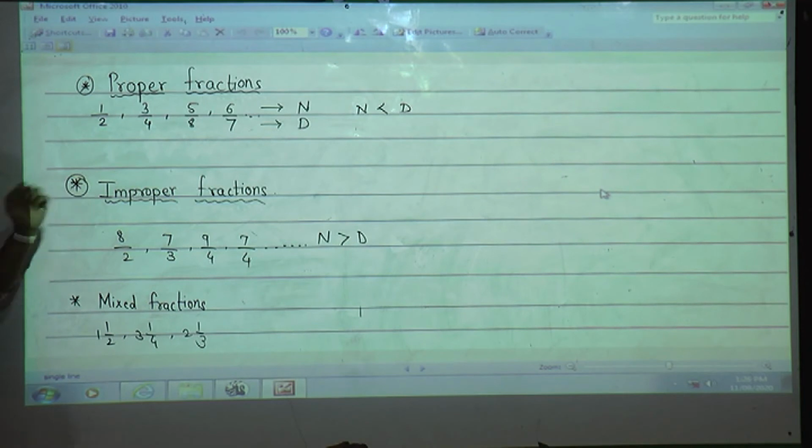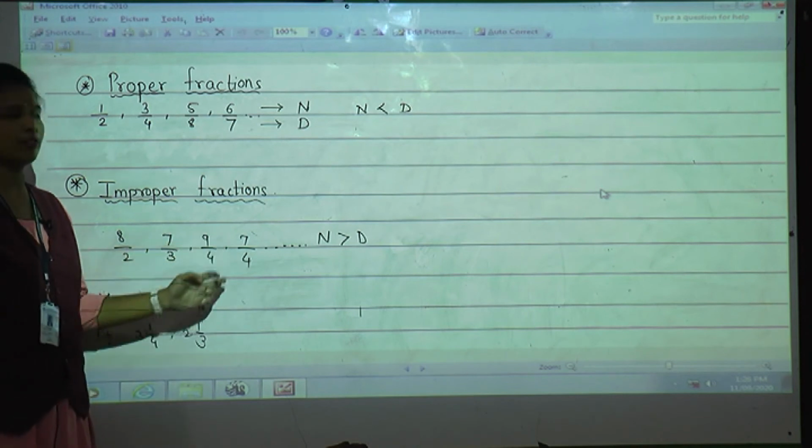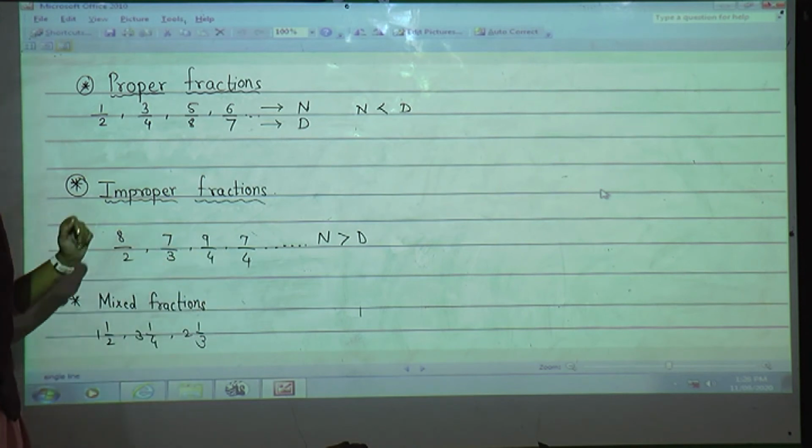Okay? Now what about improper fractions? Now observe this. 8 upon 2, 7 upon 3, 9 upon 4, 7 upon 4. These are some examples of fractions.